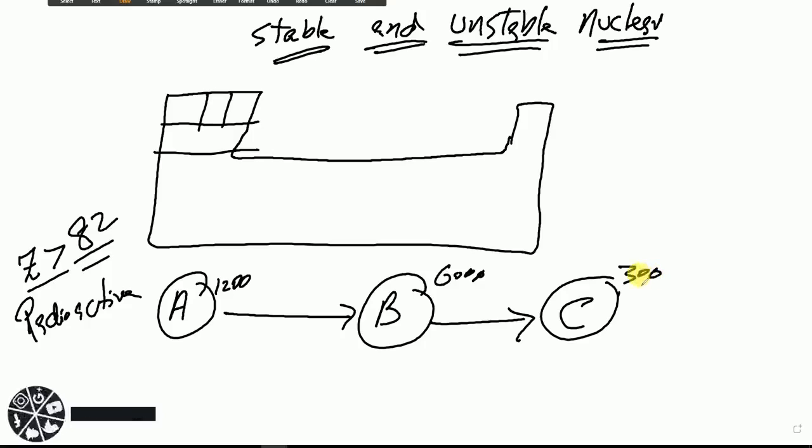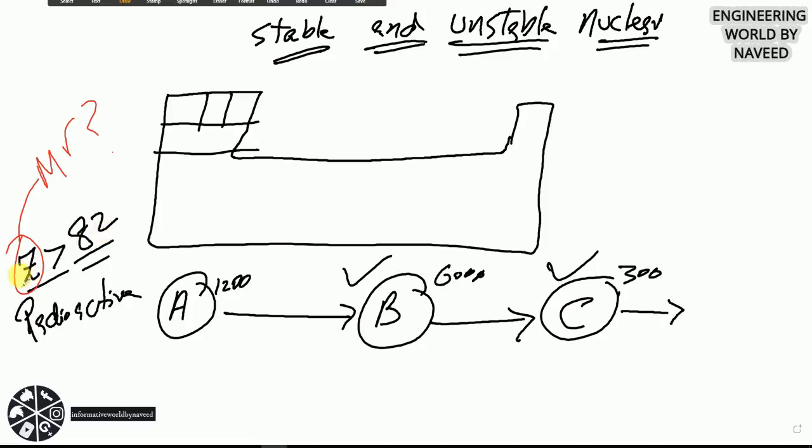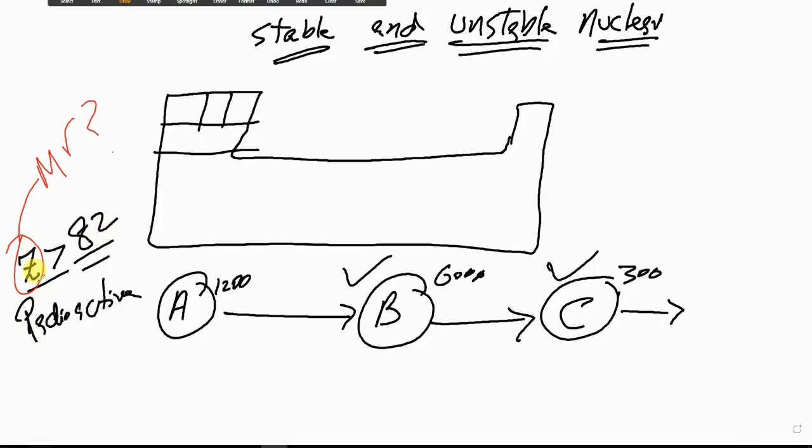So with the passage of time, the radioactive element disintegrates and becomes a new element. This process will go on until either the atomic number is less than 82, or it becomes stable. Z is the atomic number, the letter we use to represent it. In your chemistry class you studied this: an element is represented by X with A and Z. Z is the atomic number.